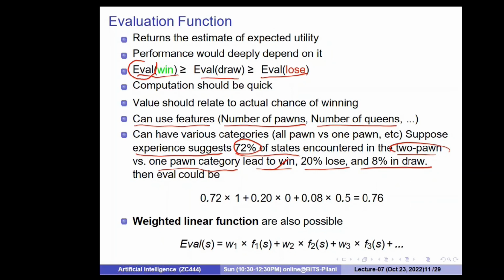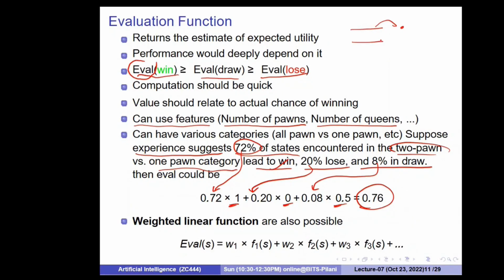So you can draw up an evaluation function: 72% of the time you are going to win, so you get the number 1. 20% of the time you are going to lose, so you get 0. 8% of the time you are going to draw, so you get half the number. You can say that for that particular board position, you can assign the number 0.76. Am I right? So using two pawns, you can find out a number.